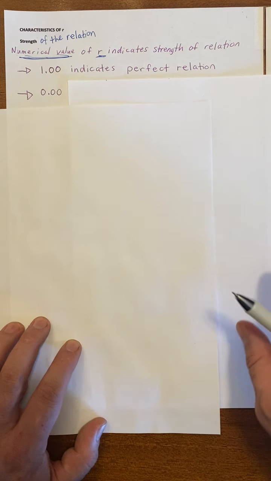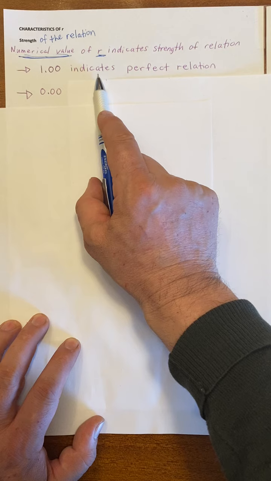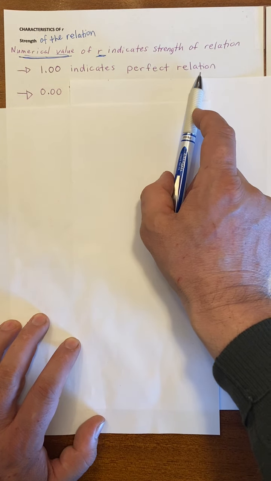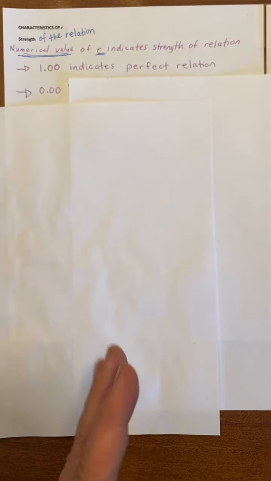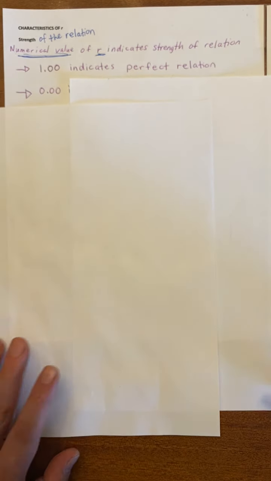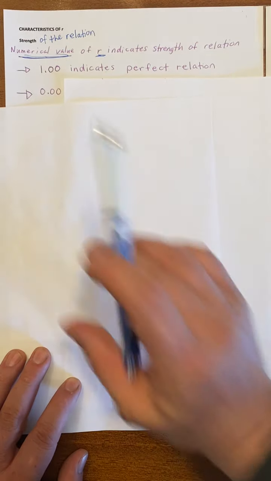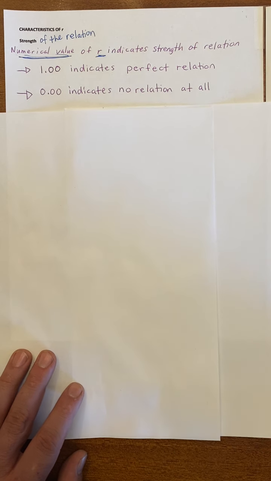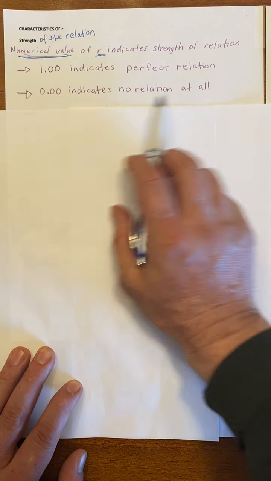Well, if an R that you calculate is a 1, that indicates a perfect relationship, right? So for everyone in the sample, they were affected. One variable was perfectly related to the other variable. That's what a score of 1 means. A score of 0 is exactly the opposite. It's saying that if you calculate your R and you get 0 or close to 0, there's no relationship there.